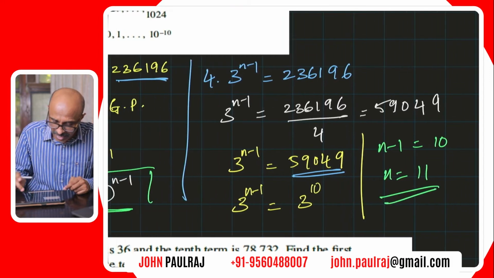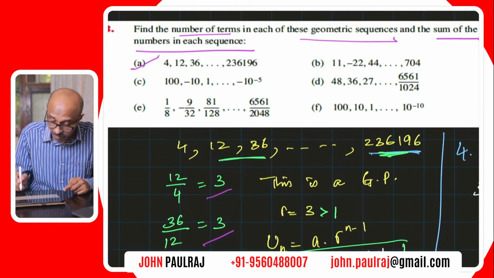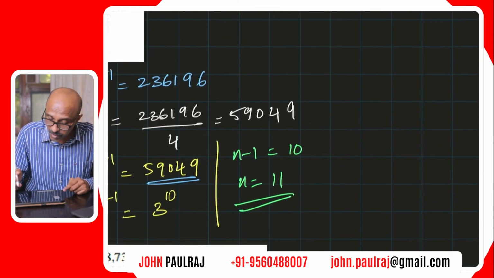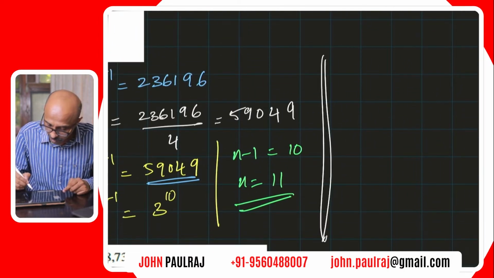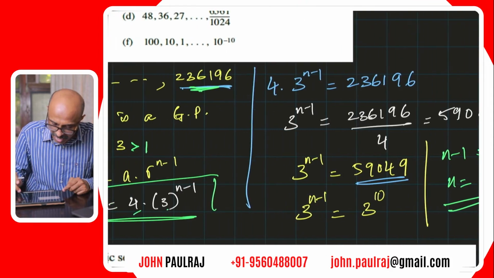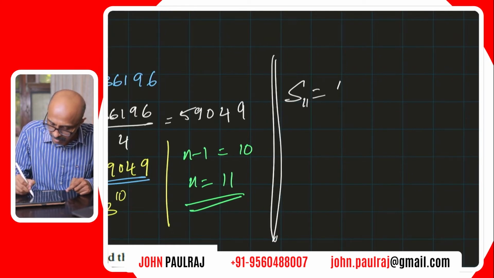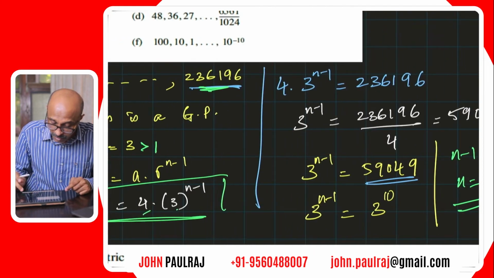That means this is the 11th term of this geometric sequence, and that is what we want to find out. We want to find out S11, the sum of the first 11 terms. So that's the formula we're going to use, right? S11 is going to be equal to A. Our A was 4 times r. Which formula are we going to use?